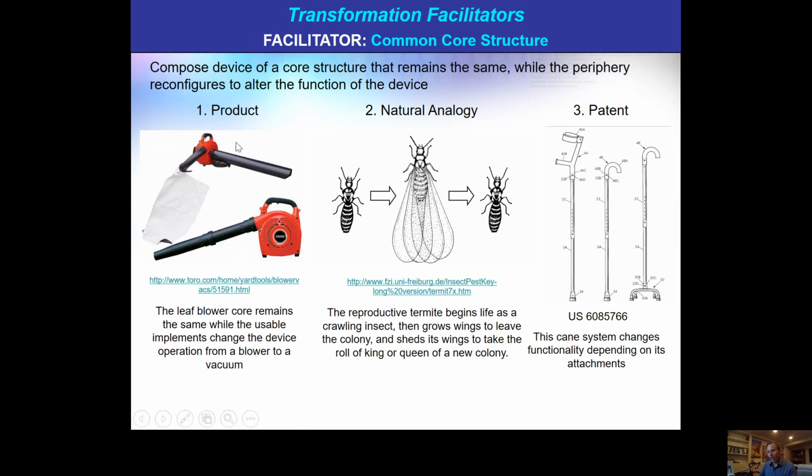Here on the slide, we have this leaf blower slash vacuum. So it can blow leaves, it can suck them up and put them into a bag. We have the wasps or bees, or these are actually termites, that have different modalities throughout their life. And a butterfly that starts as a caterpillar is similar to that.